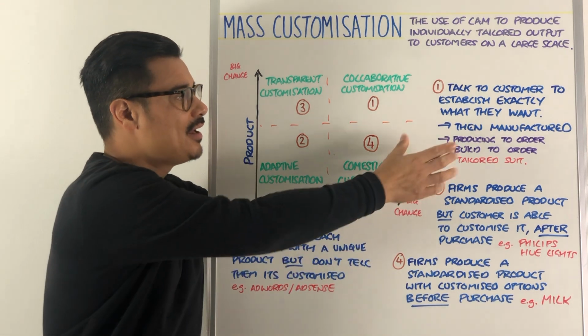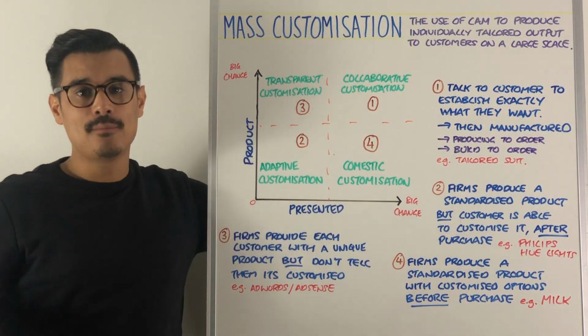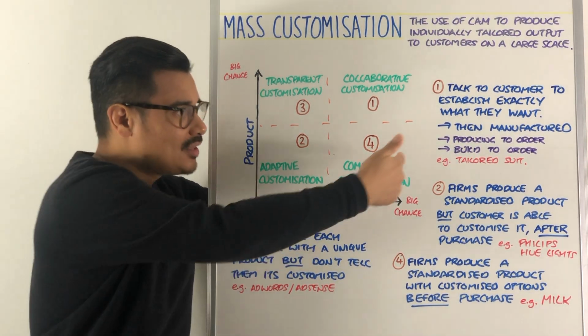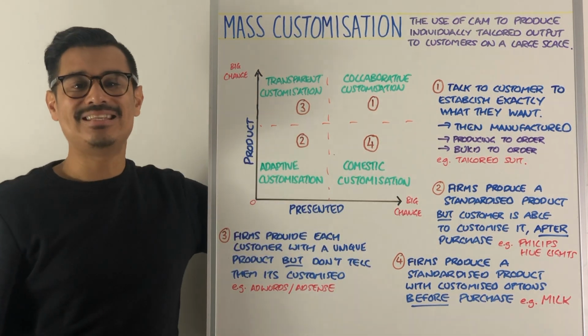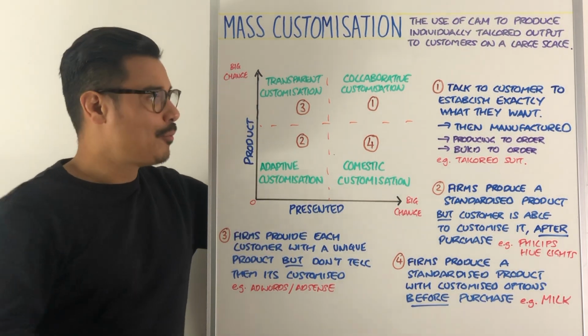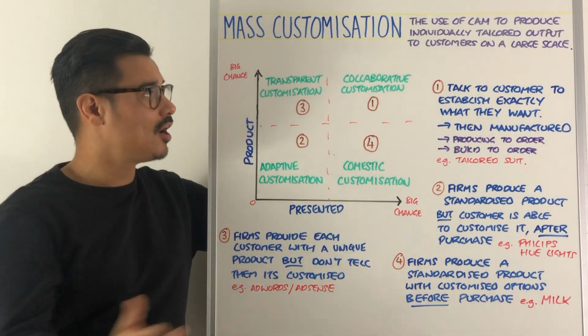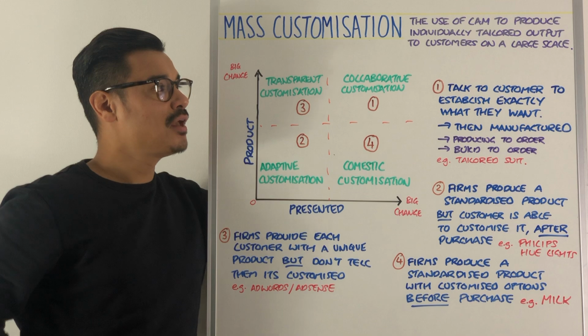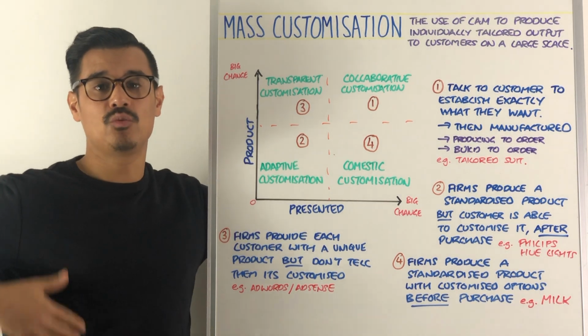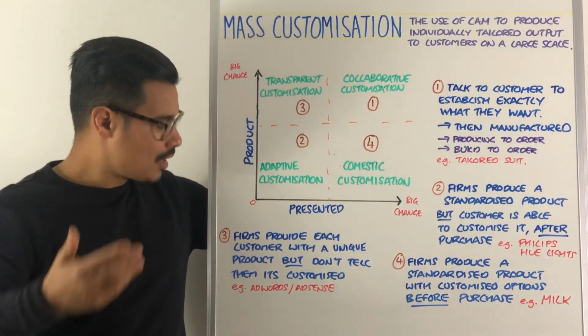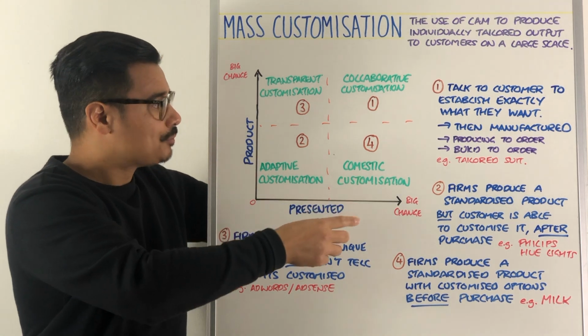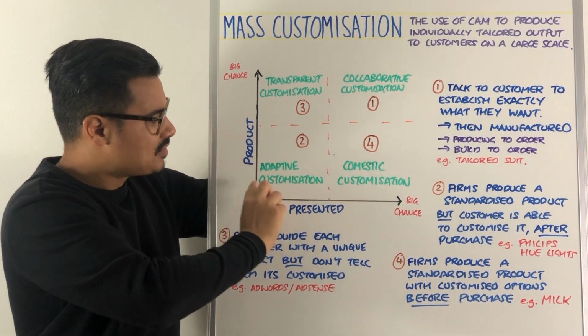So you could think of it as essentially producing to order, PTO, or the other name for it, build to order, BTO. Easiest example, I'm sure you've heard it, is just looking at tailored suits. Tailored suits would be an example of collaborative customization because the collaboration has clearly happened between the tailor and the customer. Easy peasy.